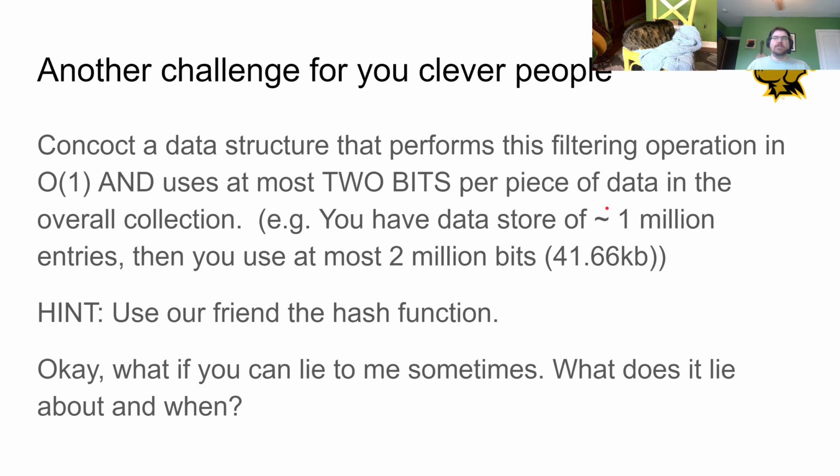If you have a data store of a million things and you want a loading factor of 0.5, then you could use 2 million bits, which is only 41 kilobytes, which isn't even a lot of data from back in the dial-up internet days. So if you have a billion things, then you're looking at 1,000 times that, like 4 megabytes, which is still a pretty small index of a billion different unique items.